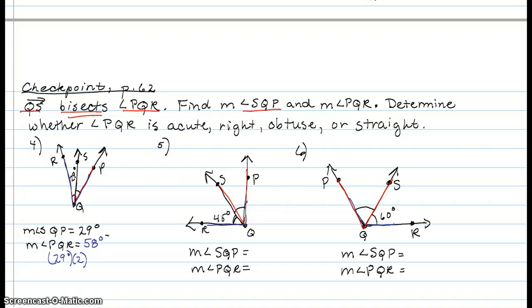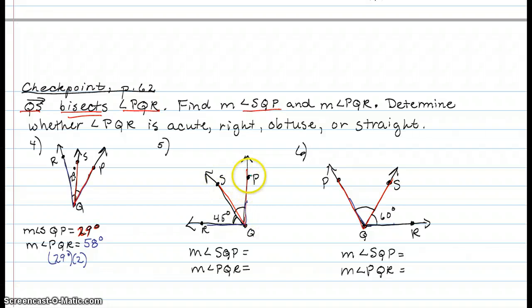And let me go back and change this to red. So 29 degrees, and then 58 is the whole angle. So I want you to pause the video or the recording and see if you can do numbers 5 and 6 on your own after what we did on number 4, and then turn it back on again when you're finished.